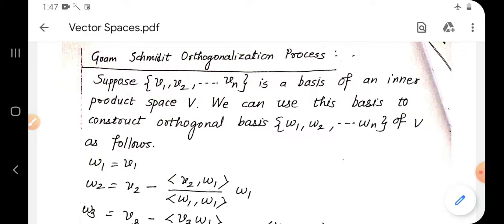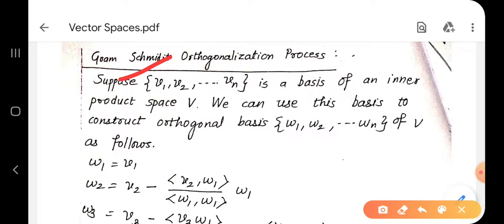Suppose I take n vectors v1, v2, ..., vn, a set of n vectors that is a basis for the inner product space V. We know basis means it's linearly independent and a spanning set. So v1, v2, ..., vn is a basis for an inner product space V. We can use this basis to construct an orthogonal set.